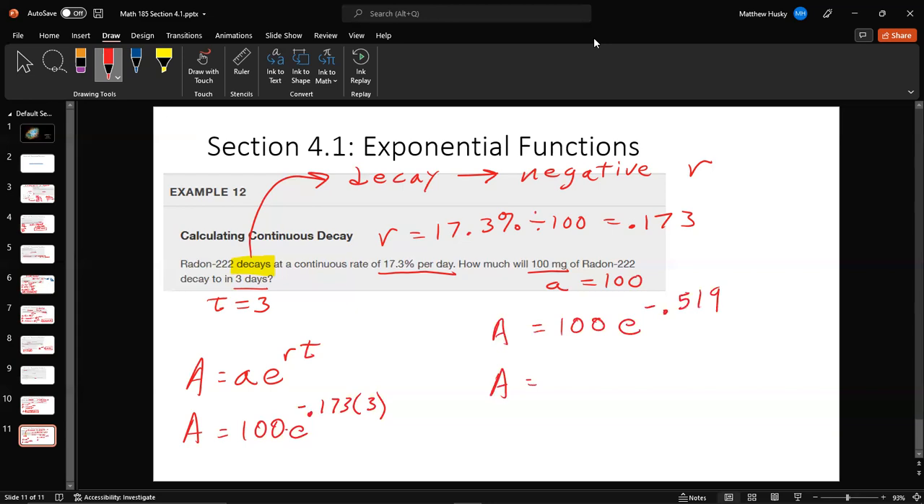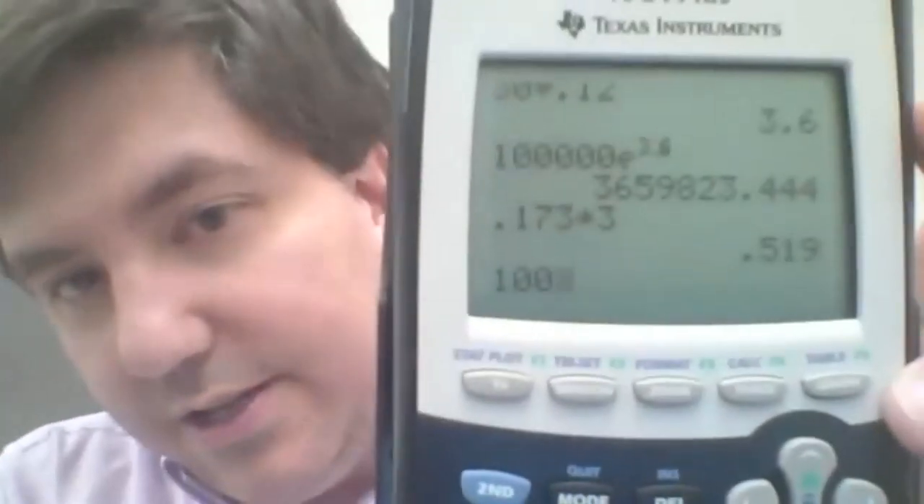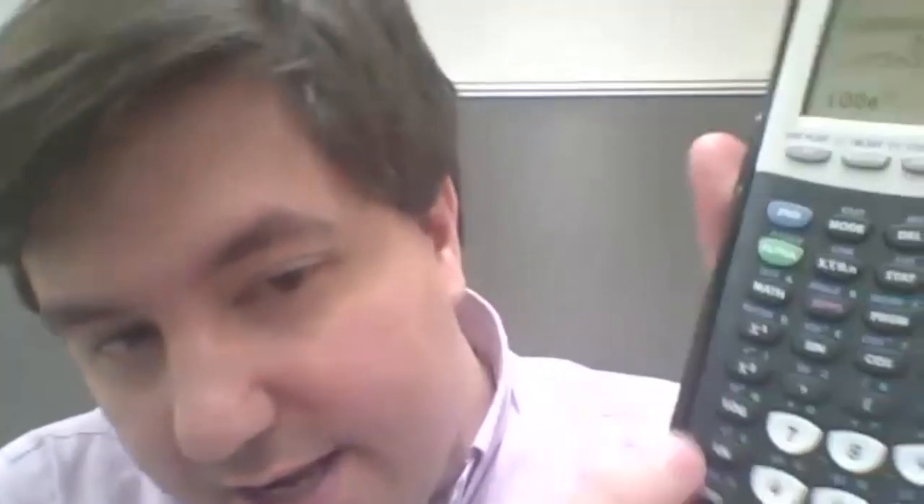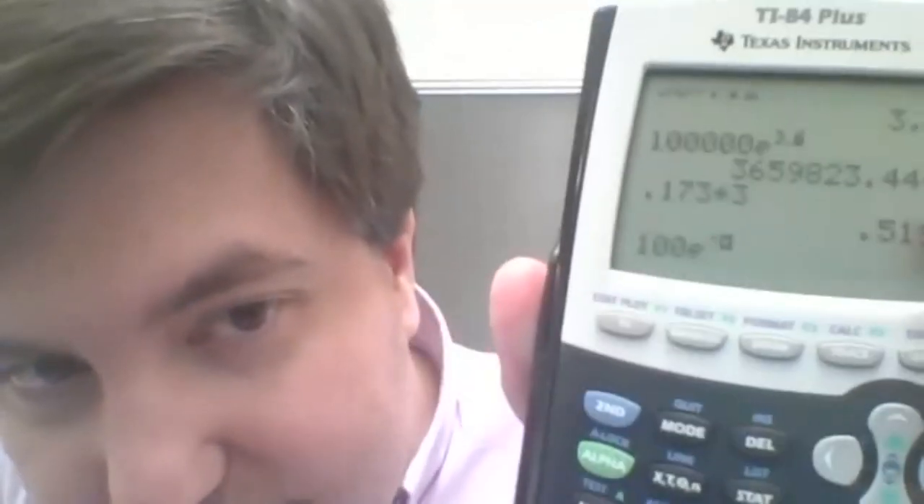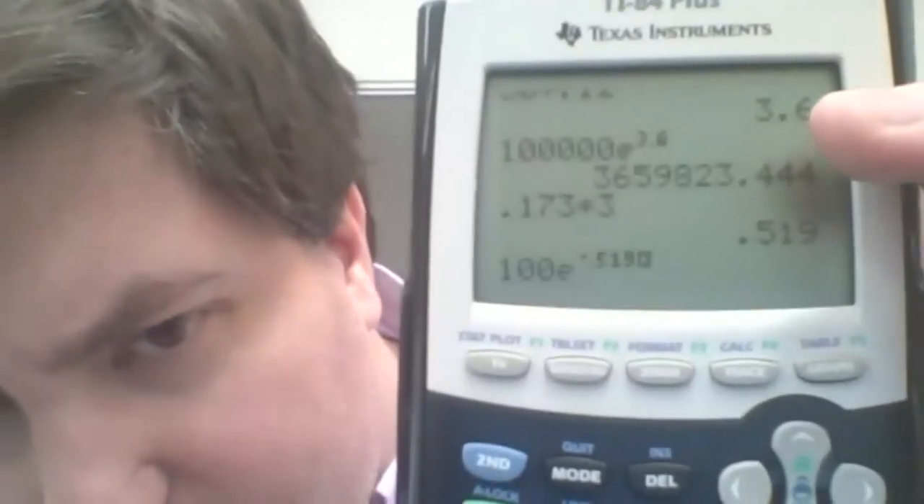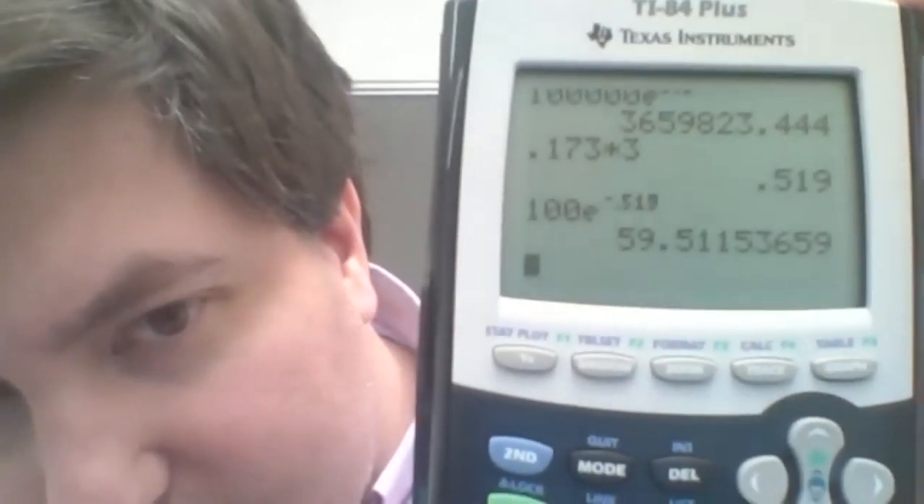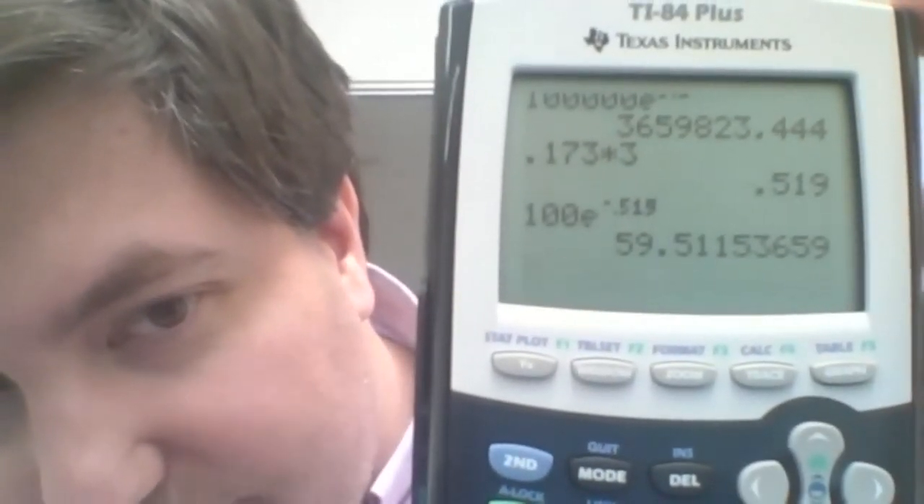And let's get our calculator here. So we start with 100. There it is. You do second, and then the ln key, which lives right there. You're going to have e to a power, and the power in question is negative 0.519, which we found earlier. And if you work that out, it's going to be 59.51 is what that is.